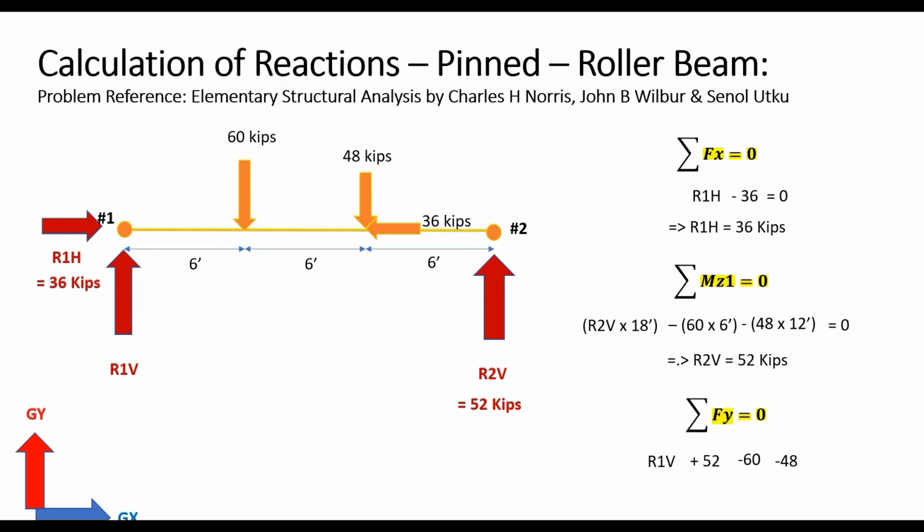have minus 48 kips. If we sum that up, it would be 0, and this would mean that R1V equal to 56 kips. Again, R1V equal to 56 kips would mean that the assumed direction of acting of R1V, which is along the positive direction of the global y-axis, is correct. So with this, we have solved for all the reactions of this beam, where the horizontal reaction at node number 1 is 36 kips, the vertical reaction at node number 1 is 56 kips, and the vertical reaction at node number 2 is 52 kips.